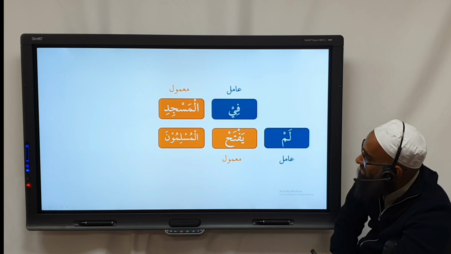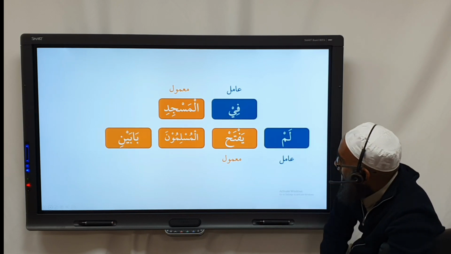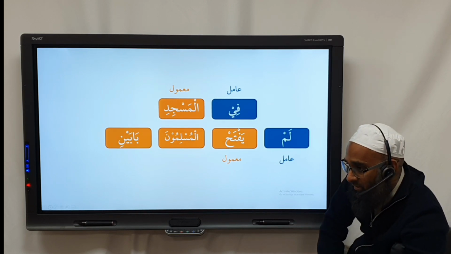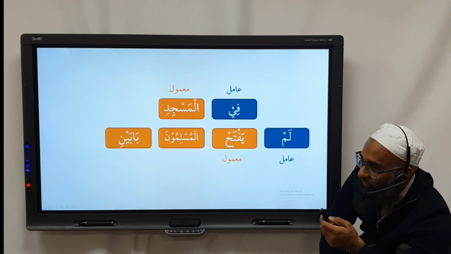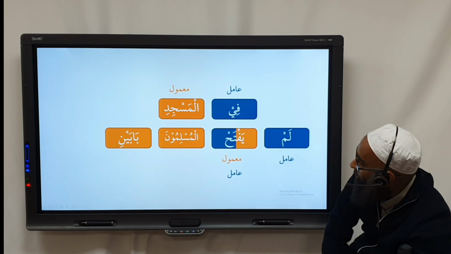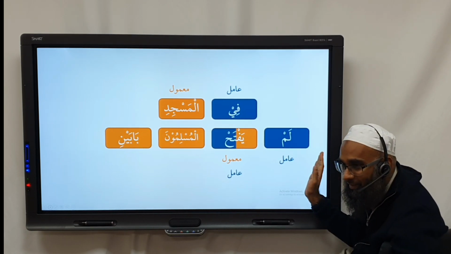But then if you have al-muslimun al-babain, the Muslims do not open the two doors. I don't know what that means, but anyway. So now, what state is muslimun in? What's muslimun becoming in the i'rab and tarkib? Fa'il. So what's making the fa'il? So yaftah is also what? Amil. It's both.